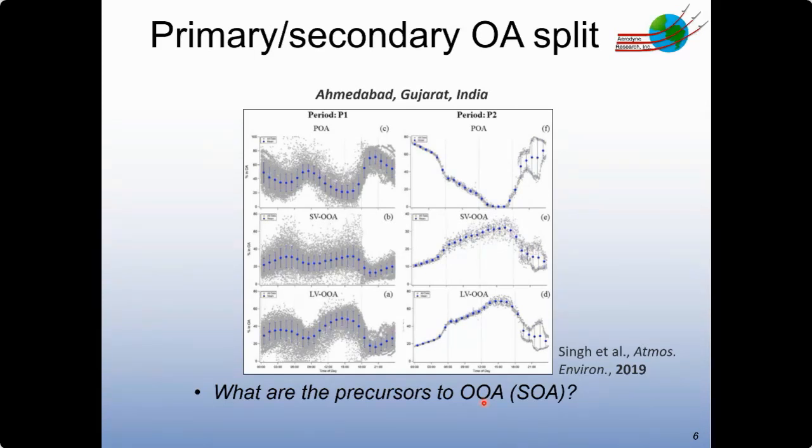So this raises the question, what are the precursors to OA, which we often use interchangeably with SOA because it's the major component of OA, and how do we gain insight into the contribution of those different precursors to the organic aerosols that are being measured in the air.